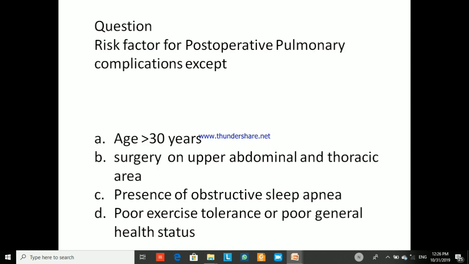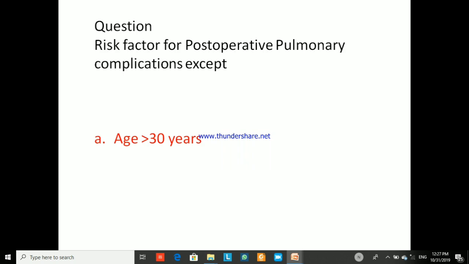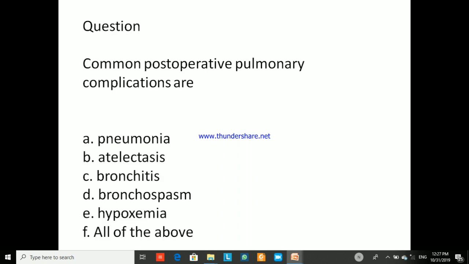Question. Risk factor for postoperative pulmonary complications except: age greater than 30 years; surgery on upper abdominal and thoracic area; presence of obstructive sleep apnea; poor exercise tolerance or poor general health status. Question. Risk factor for postoperative pulmonary complications except: age greater than 30 years.